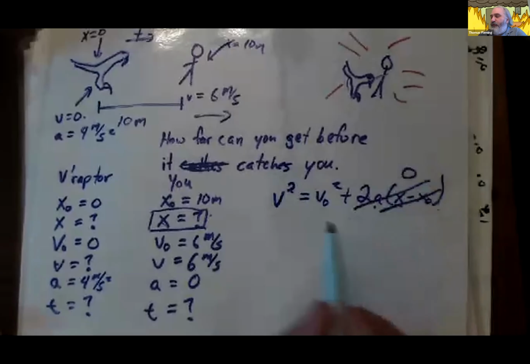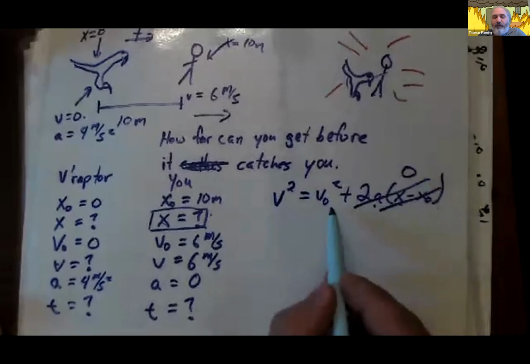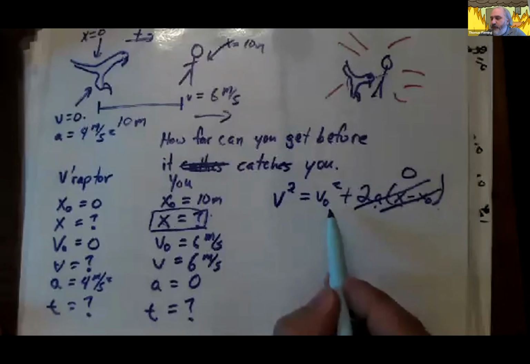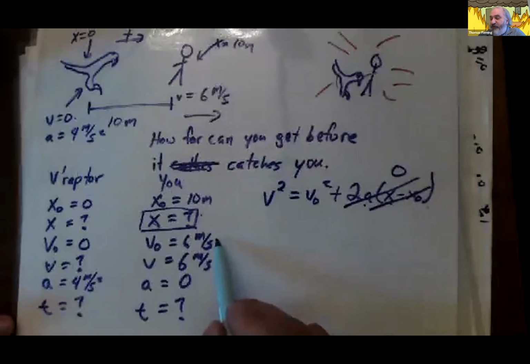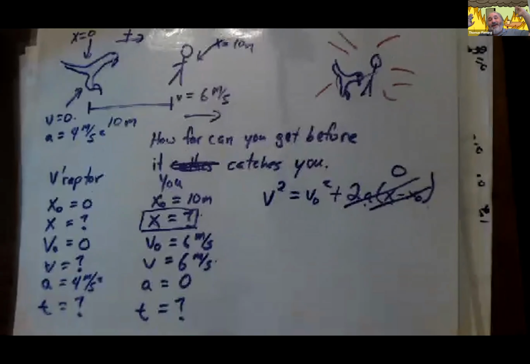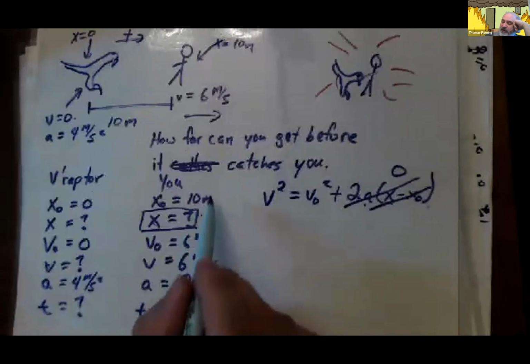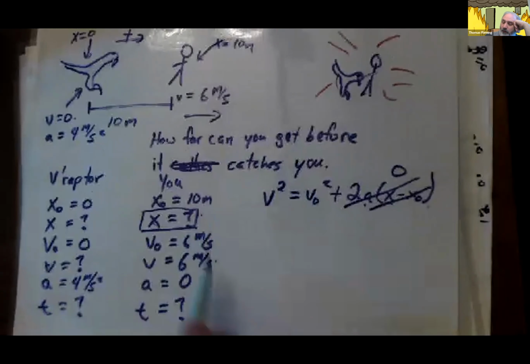I end up with v final squared equals v initial squared, which, no duh, it totally is true, right? 6 squared does in fact equal 6 squared. So yay, the equation is true, but it's not very helpful. So trying to solve this inventory for x final, that's a bust. It won't work. I've got to try something different now. My plan A is a failure.